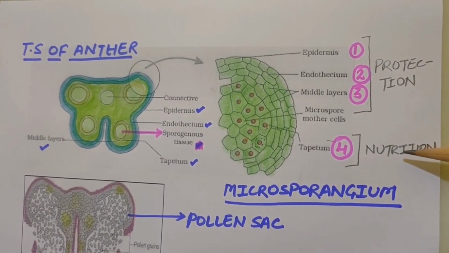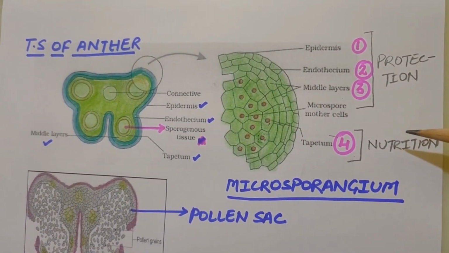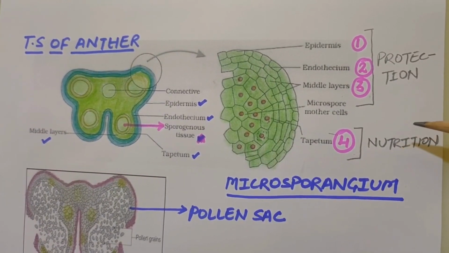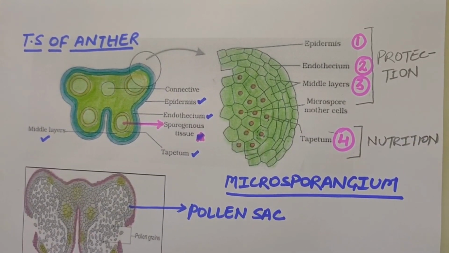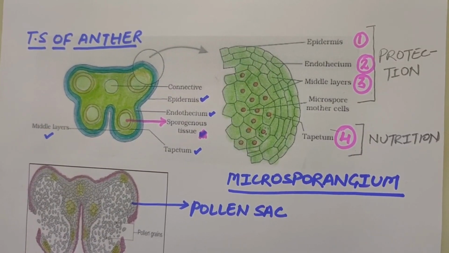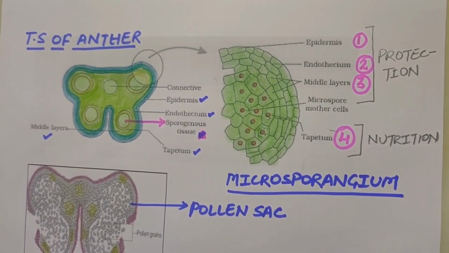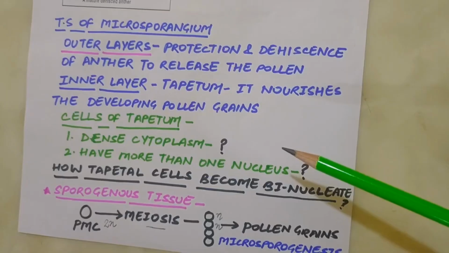It nourishes the developing pollen grains and the cells of tapetum possess dense cytoplasm and generally have more than one nucleus. Can you think of how a tapetum cell could become binucleate? अगर हमें मालूम है कि binucleate condition होनी है, it means वहां पर karyokinesis हुआ होगा लेकिन cytokinesis नहीं हुआ होगा. तो tapetum cell undergoes endomitosis in which nucleus divides within the nuclear membrane. मतलब karyokinesis हो गया but cytokinesis नहीं होता और जो condition है वो multinucleate हो जाती है.